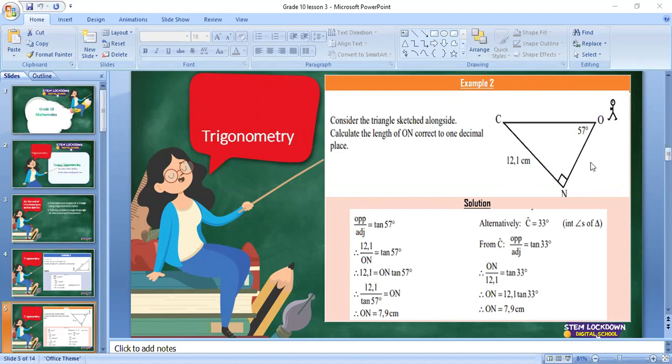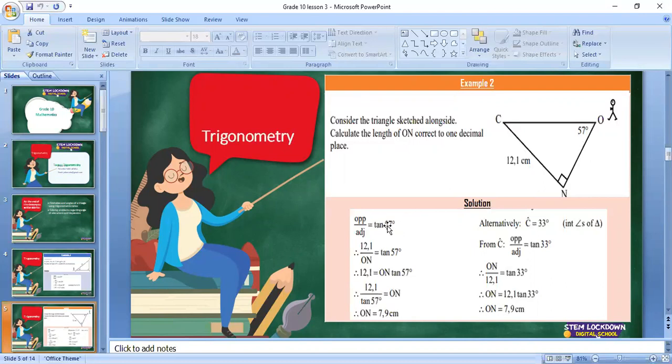The side we're looking for is the adjacent, because this here is opposite. This is opposite, this is adjacent and this is hypotenuse. So we are talking about opposite and adjacent. Which of the three ratios has opposite and adjacent? That is tan.